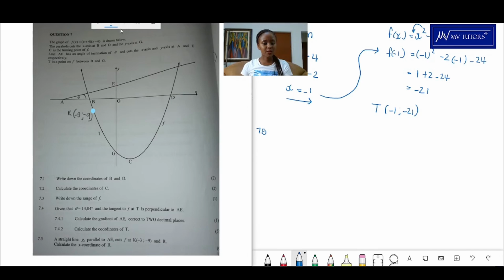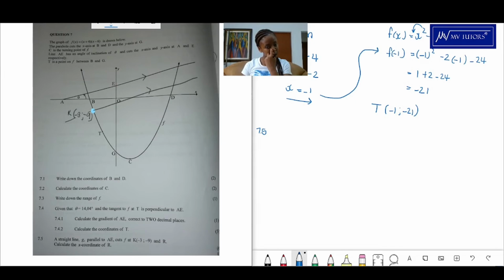Okay, so now what do they want? So we have a parallel line that cuts at R. Where is R? We calculate the x coordinate of R. So anyway, if we were to draw a straight line, I'm really going to struggle here, but please bear with me. A parallel one at that. So let me attempt again. So a parallel line. Okay, we tried. Okay, so it's parallel to AE.